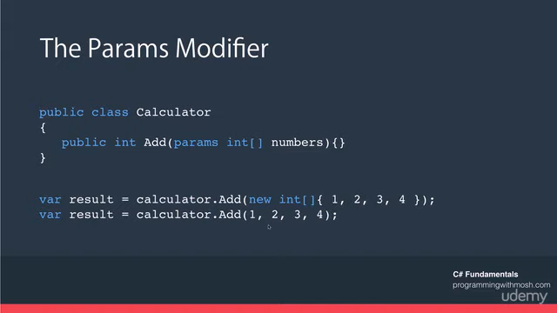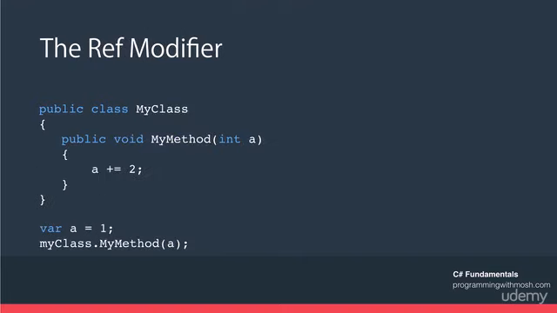And that's simpler. Again, this is not something that you use all the time, but if you have situations where your method might need a varying number of parameters, you can use the params modifier to make it easier for the consumer of that method to call that method. Okay, now let's take a look at the ref modifier.